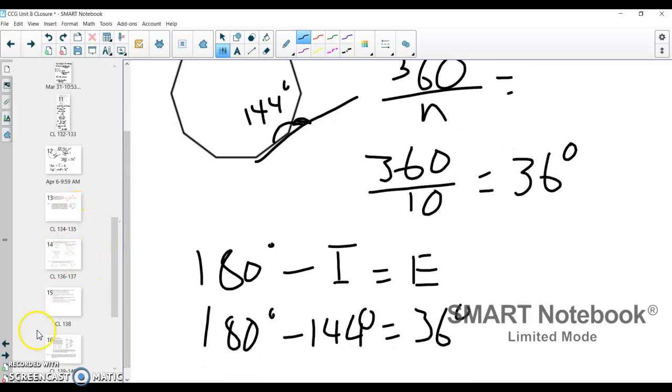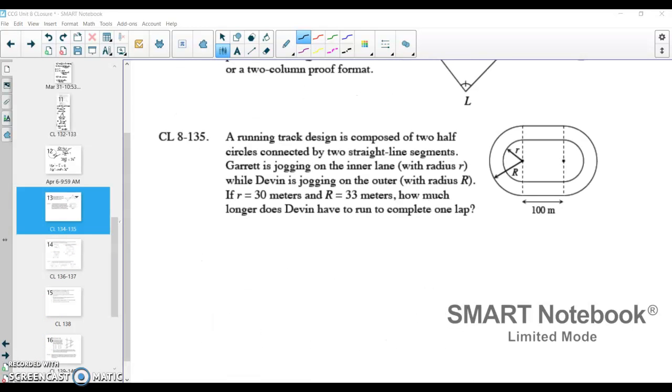I'm going to do problem 135 now. So problem 135 is the distance around the track, and it's really talking about circumference, because circumference is the distance around a circle. And what we have here is really two half circles that we can combine to create a whole circle.